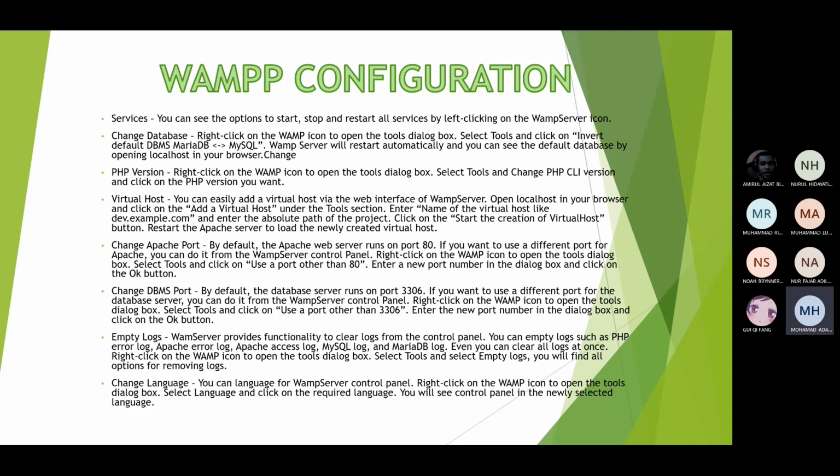Change the DBMS port. By default, the DBMS port runs on 3306. If you want to use a different port for this one, same as the Apache port, right click on the WAMP icon at the bottom, select tools and click use a port other than 3306. Enter the new port in the dialog box and then click OK.